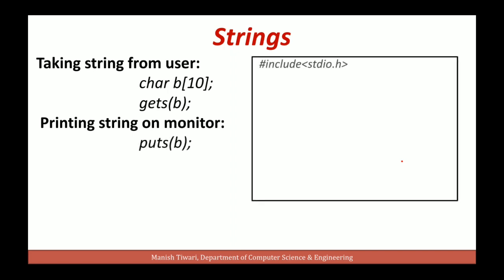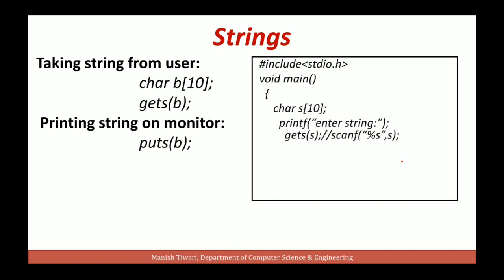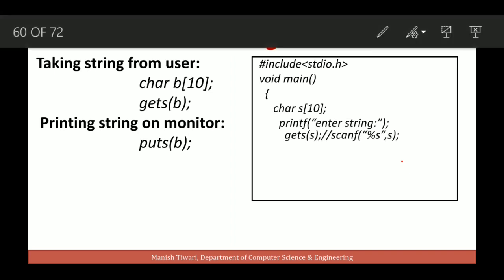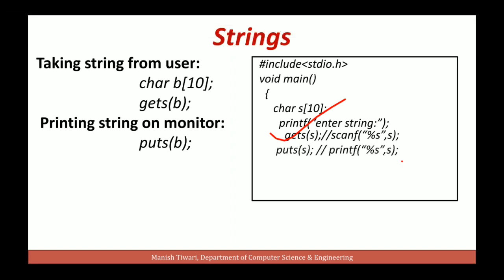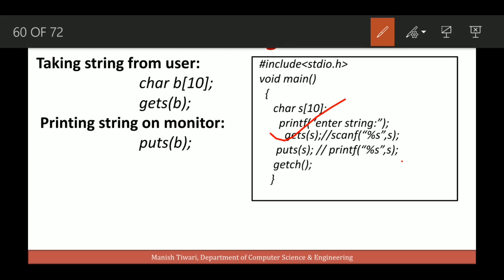So here is a simple program in which we are declaring a string, then we ask the user to enter the string, and we are scanning the string using this gets function, and if we want to print the string we can use this puts function. So these two functions, gets and puts, are basically the substitutes for the scanf and printf functions. This is a very simple program through which we can scan a string and put the string on the monitor.